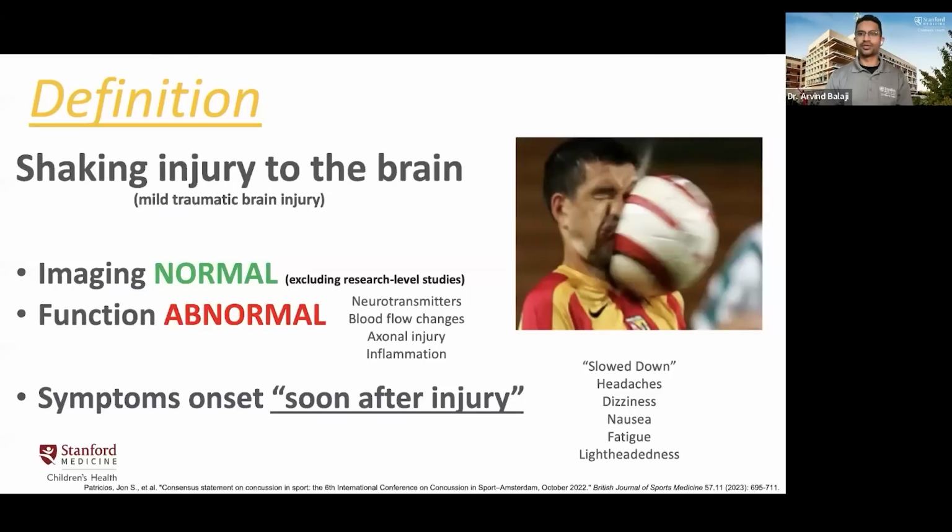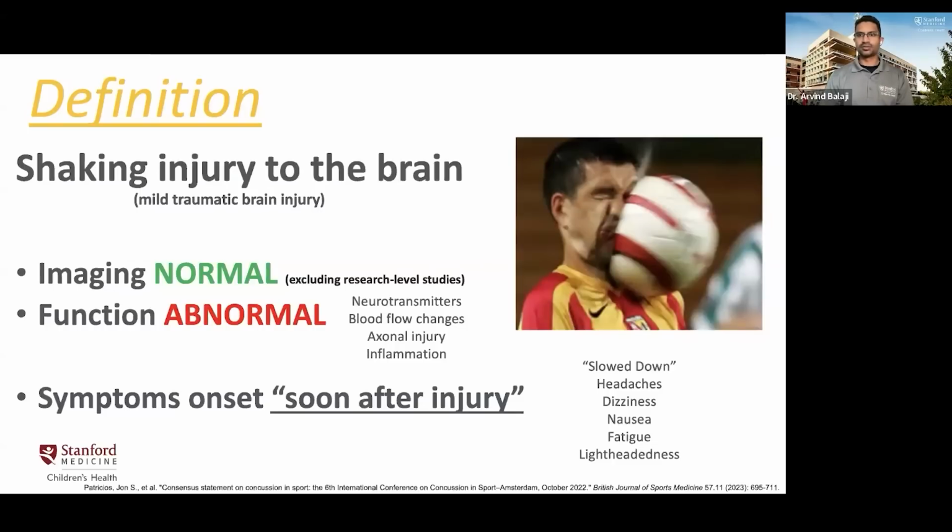However, we know that the function of the brain is abnormal soon after this shaking injury. And this may be proposed because of changes in neurotransmitters, changes in microscopic blood flow, changes on the actual axons of the neurons of the brain themselves, as well as local inflammatory responses. These, of course, cannot easily be picked up on imaging studies, hence the normal results of these imaging studies.